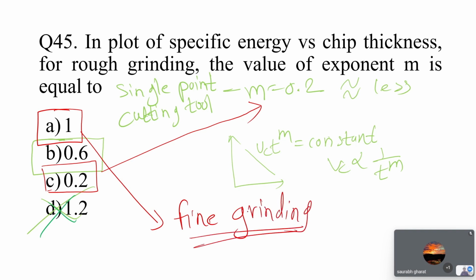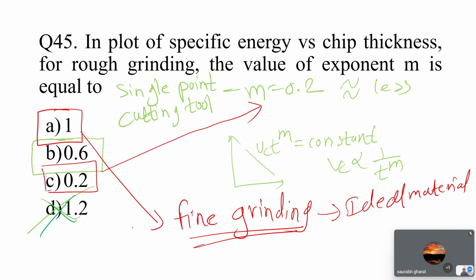Why do you have one? Because it is the ideal material. For ideal material, the forces will be high. Why? Because in this kind of rough grinding, you have dislocations, but in very fine grinding, you don't have much dislocation. The material is ideal.